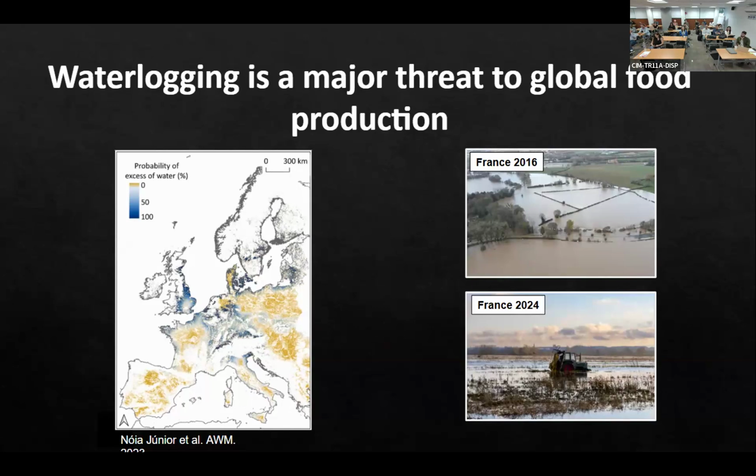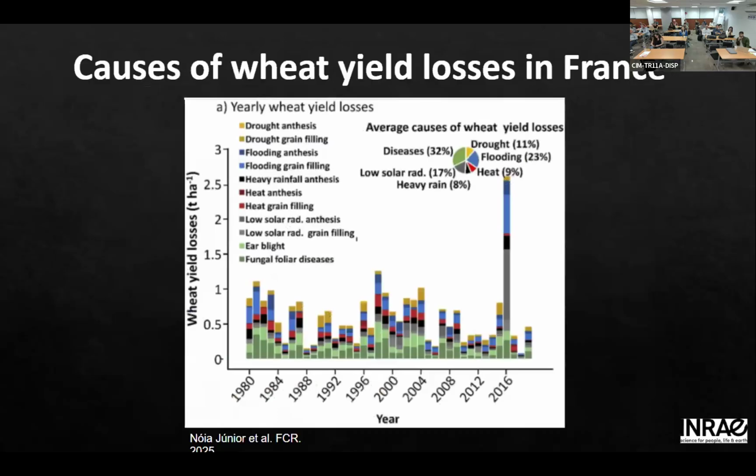I work in France, and people discuss a lot about drought, but the point is, flooding is more important than drought in France. And we calculated the causes of wheat yield loss in France from 1980 until 2020 in a paper that was just published.